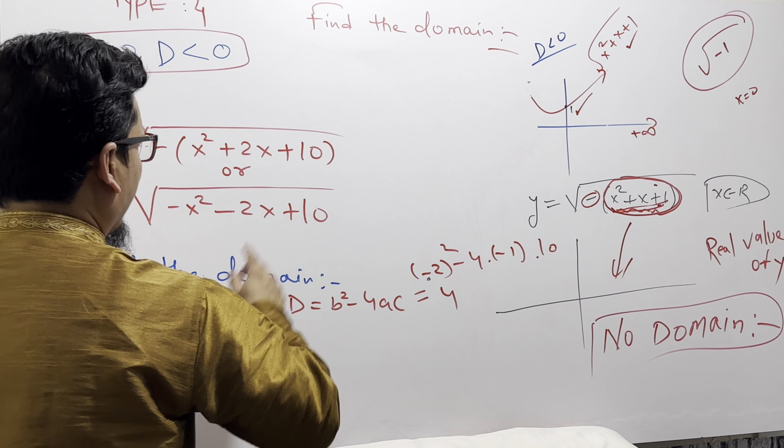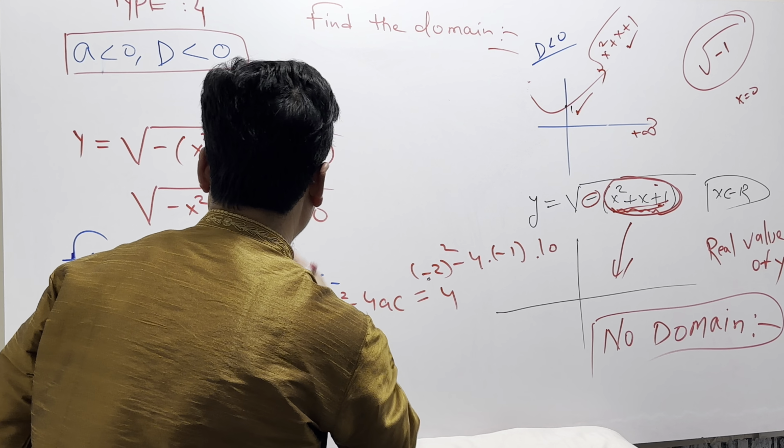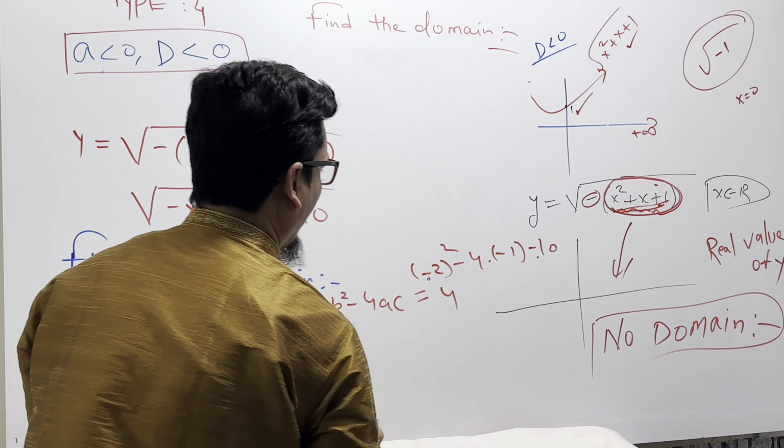Why have I written here plus 10? This is minus 10, I'm sorry. This will be minus, so minus x square minus 2x and minus 10. So c is what? Minus 10, right? So you can say 4, and minus minus plus 10, 40. So this is what? Minus 36, right? b is minus 2 whole square, minus 4 into a which is minus 1, c is minus 10, minus minus plus, this is 10, 10 multiplied by 4, 40, 4 minus 40, minus 36.